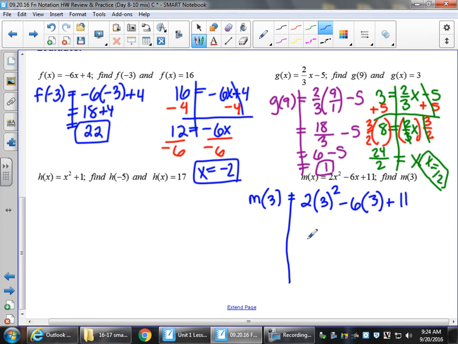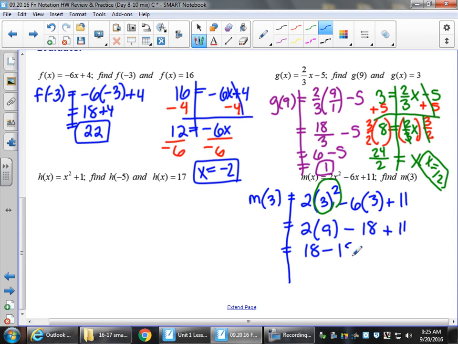What comes next? Can I do 2 times 3 is 6? Can I? Yes. Order of operations. What comes first? Multiplications or exponents? Exponents. So that 2 is just going to stay. What's 3 squared? Good. And then now let's see. Minus 6 times 3? 18 plus 11. And then I got 18.